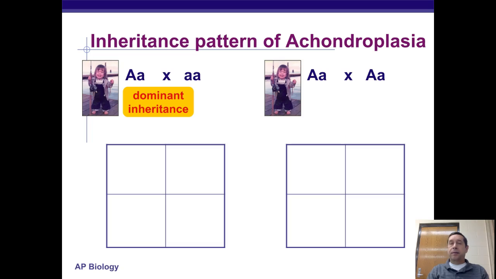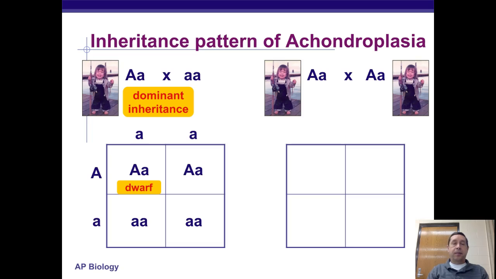So here's our other cross, two heterozygous individuals. In the first one, we have one parent who has achondroplasia and one normal height parent. In the second one, we have two parents, both with achondroplasia. So let's look at our Punnett squares here and our results.